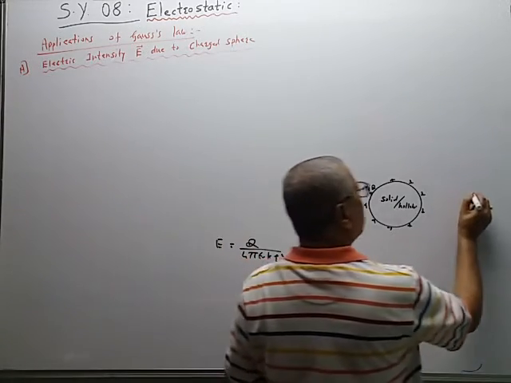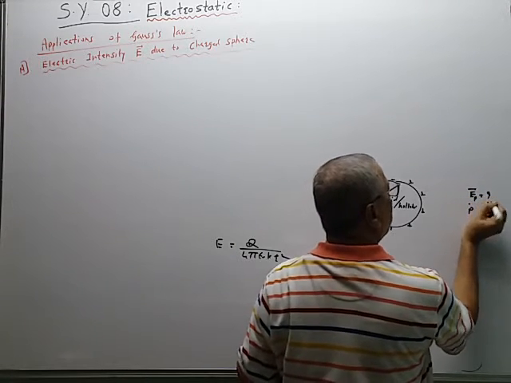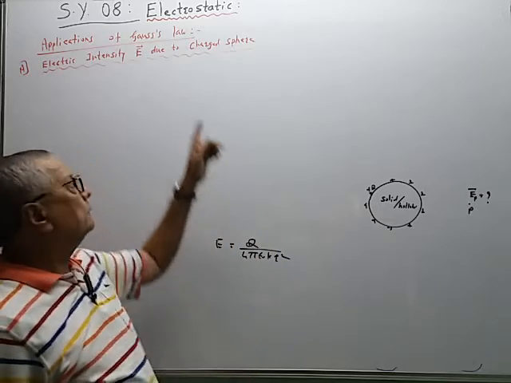So what is the direction of electrical intensity? What is the magnitude of electrical intensity that we have to find using Gauss theorem?